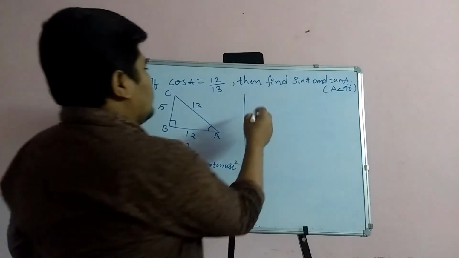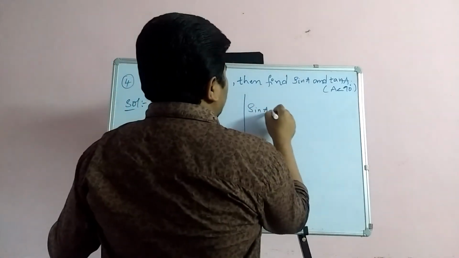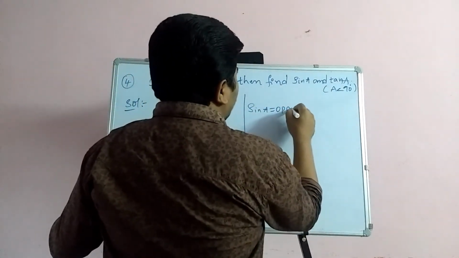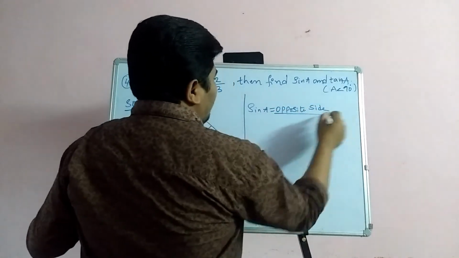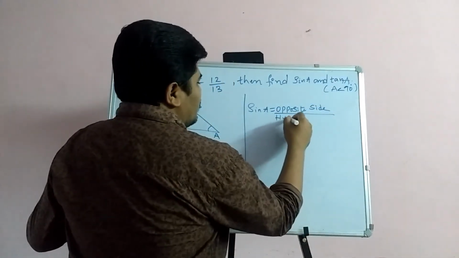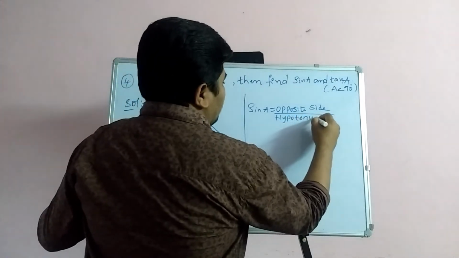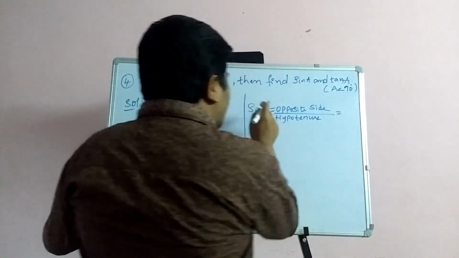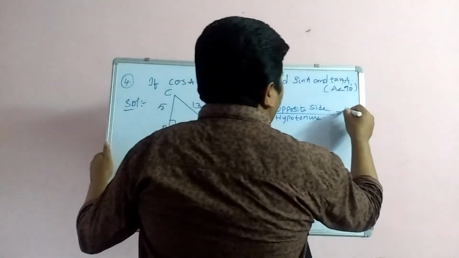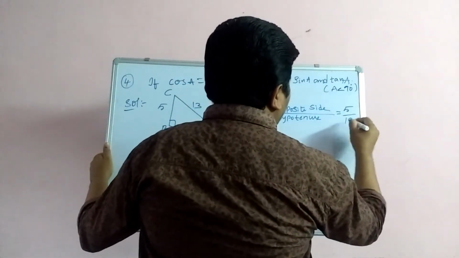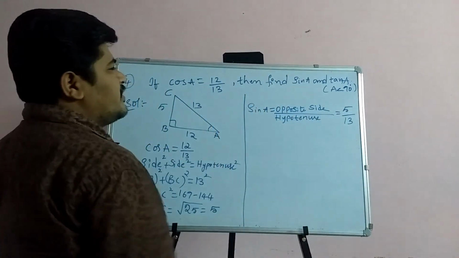Okay, so children, sin A is equal to opposite side by hypotenuse. Here, opposite side to what? Angle A we need to take. So opposite side to A is 5, by hypotenuse is what? 13. Okay, next tan A.